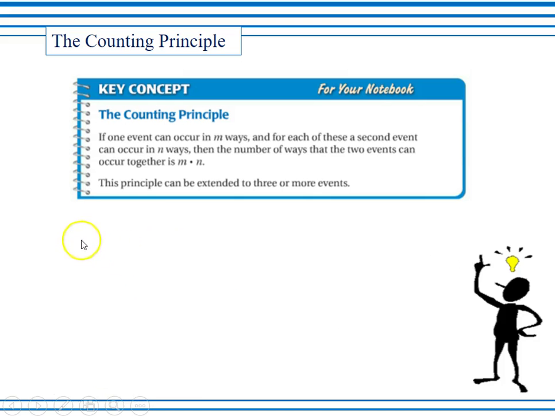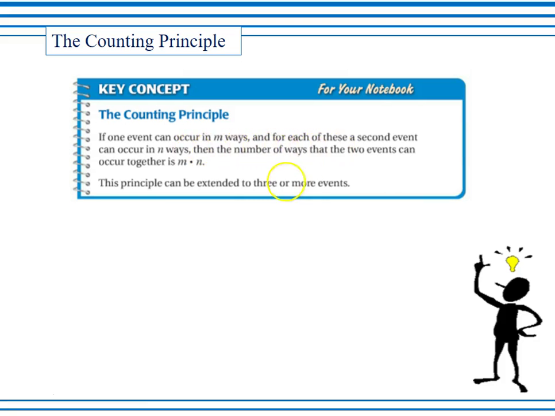So to make this go easier, there's a counting principle. So you don't have to make an organized list or create a tree diagram if you have many possibilities. So for example, it says if one event can occur in M ways, that would be possibly the number of shirts or tops. And for each of these, a second event can occur in N ways, that would be possibly the number of pairs of bottoms you would have.